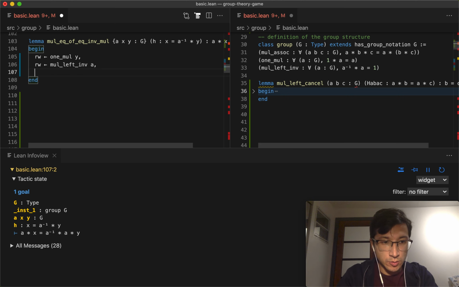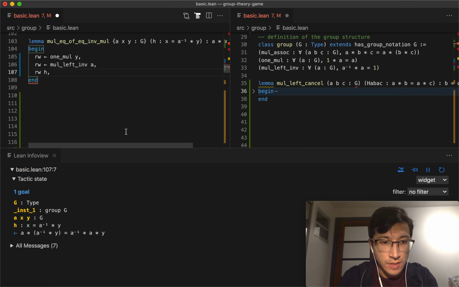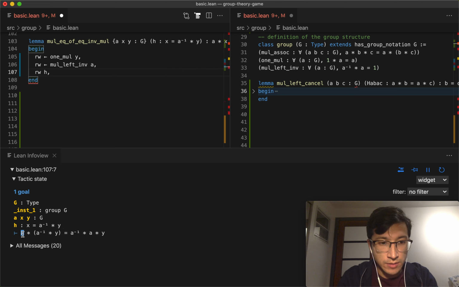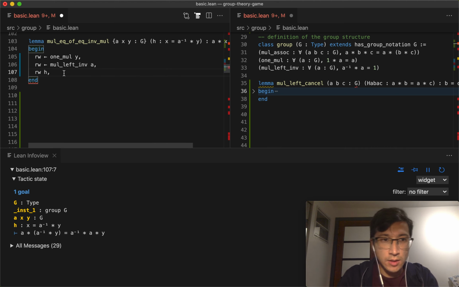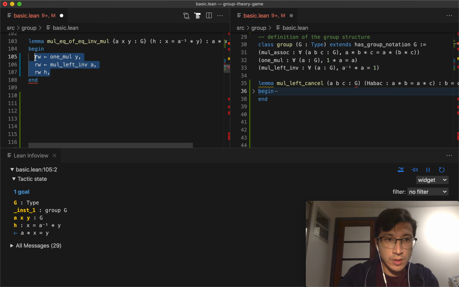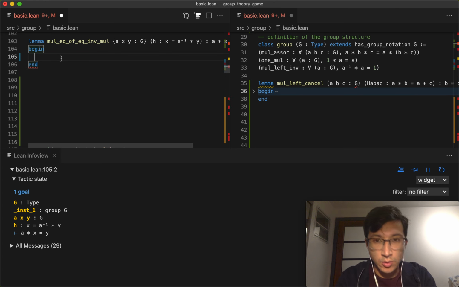Actually, if we try to rewrite h, what happens is we see that we have a times a minus 1 on the left side, but on the right side we have a minus 1 times a, which aren't necessarily equal to each other, because this would assume that we're in a commutative group, and as we can see, we don't have commutativity as one of our axioms. So this won't work to prove the given goal.